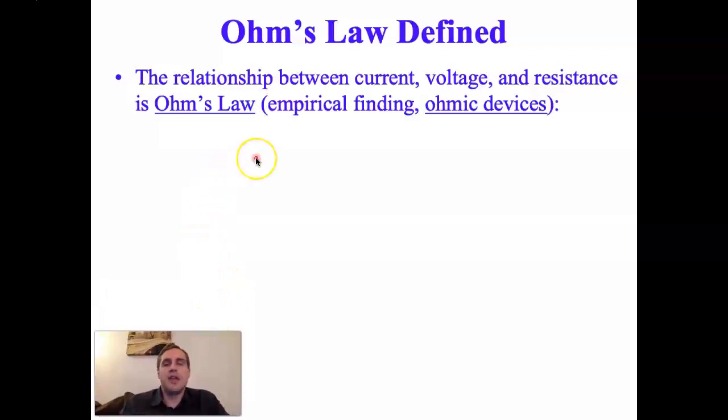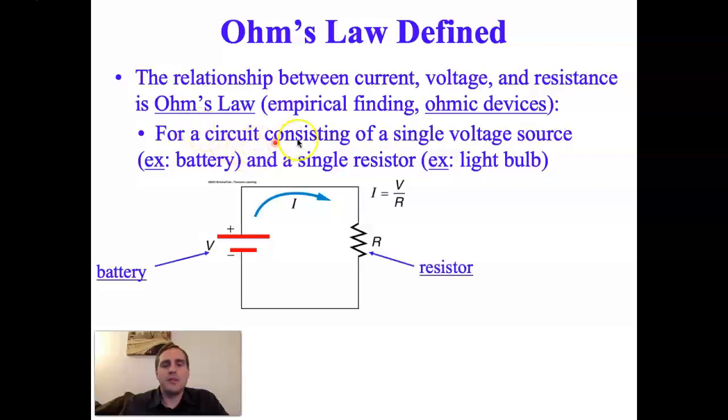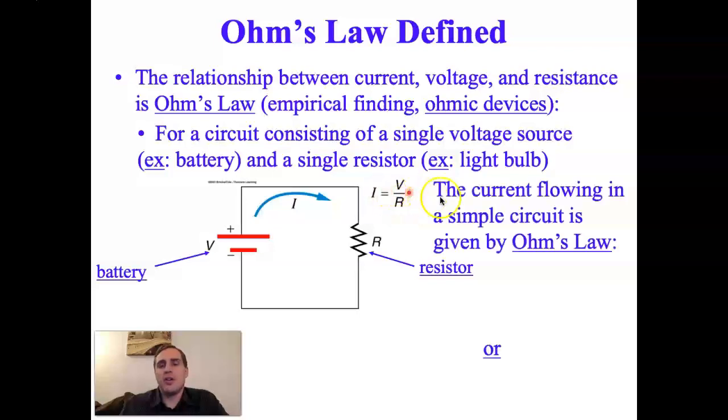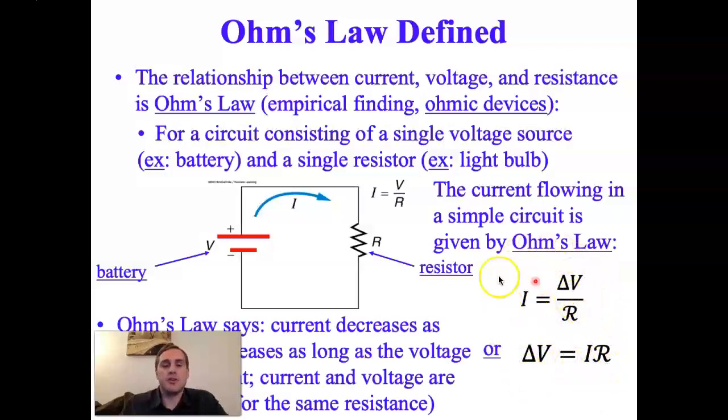So we'll say that with respect to Ohm's law, for a circuit consisting of a single voltage source, like a battery, and a single resistor, like a light bulb, I equals V over R. So the current flowing in this simple circuit is given by this relationship, Ohm's law. Current is equal to voltage divided by resistance. This is sometimes written as voltage difference is current times resistance. So I equals delta V over R, or delta V equals I times R. Make sure you know those equations. Those are very important equations.